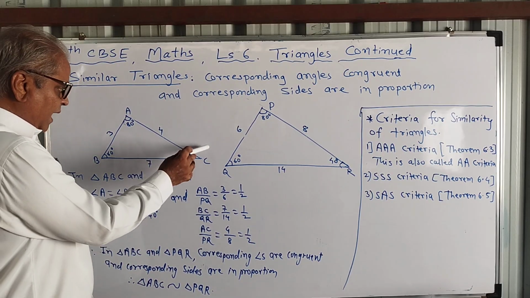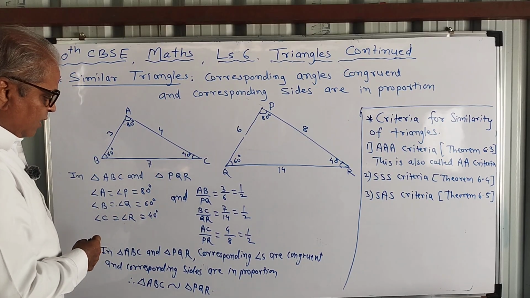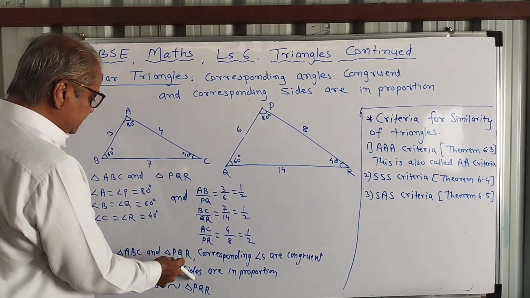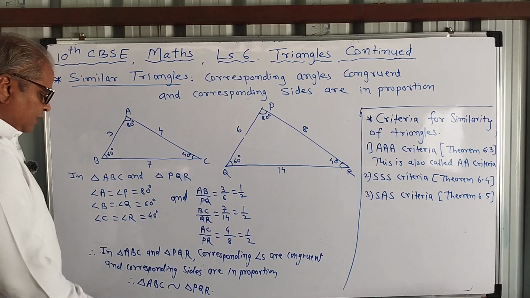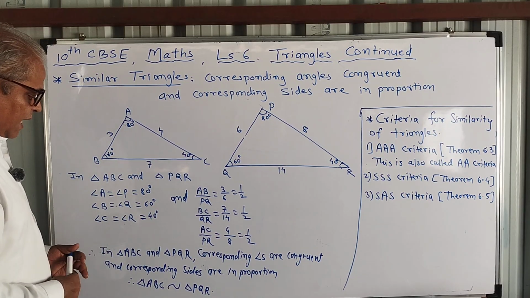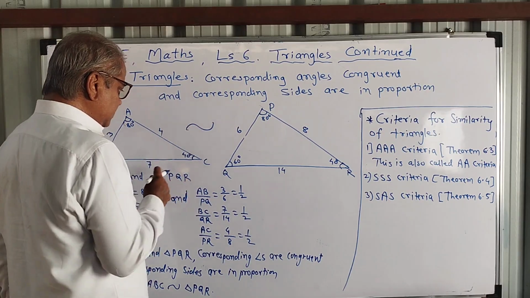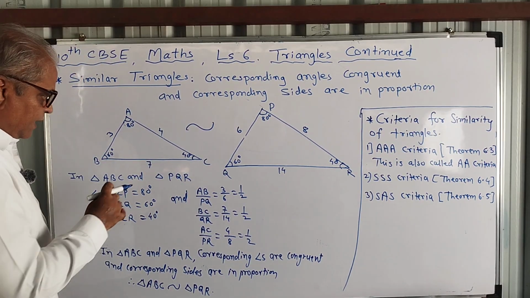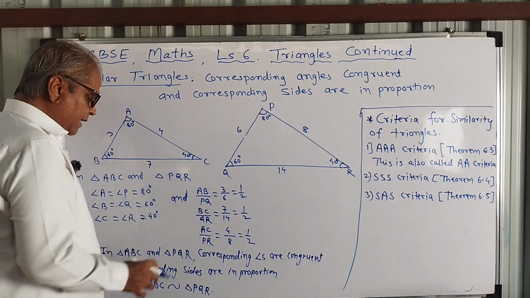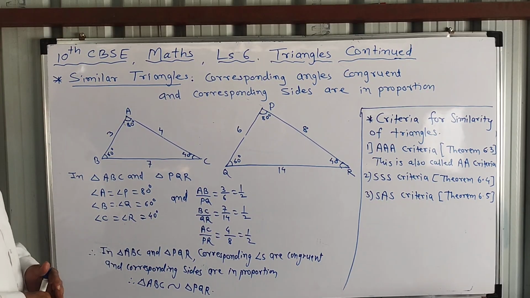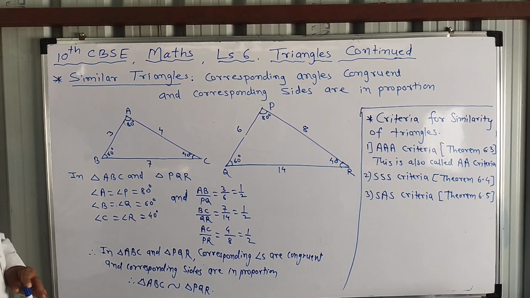Now in these two triangles, corresponding angles are congruent and corresponding sides are in proportion. That's why these two triangles are similar, and the similarity sign is like this. So this is the sign for similarity. So we can say triangle ABC is similar to triangle PQR.